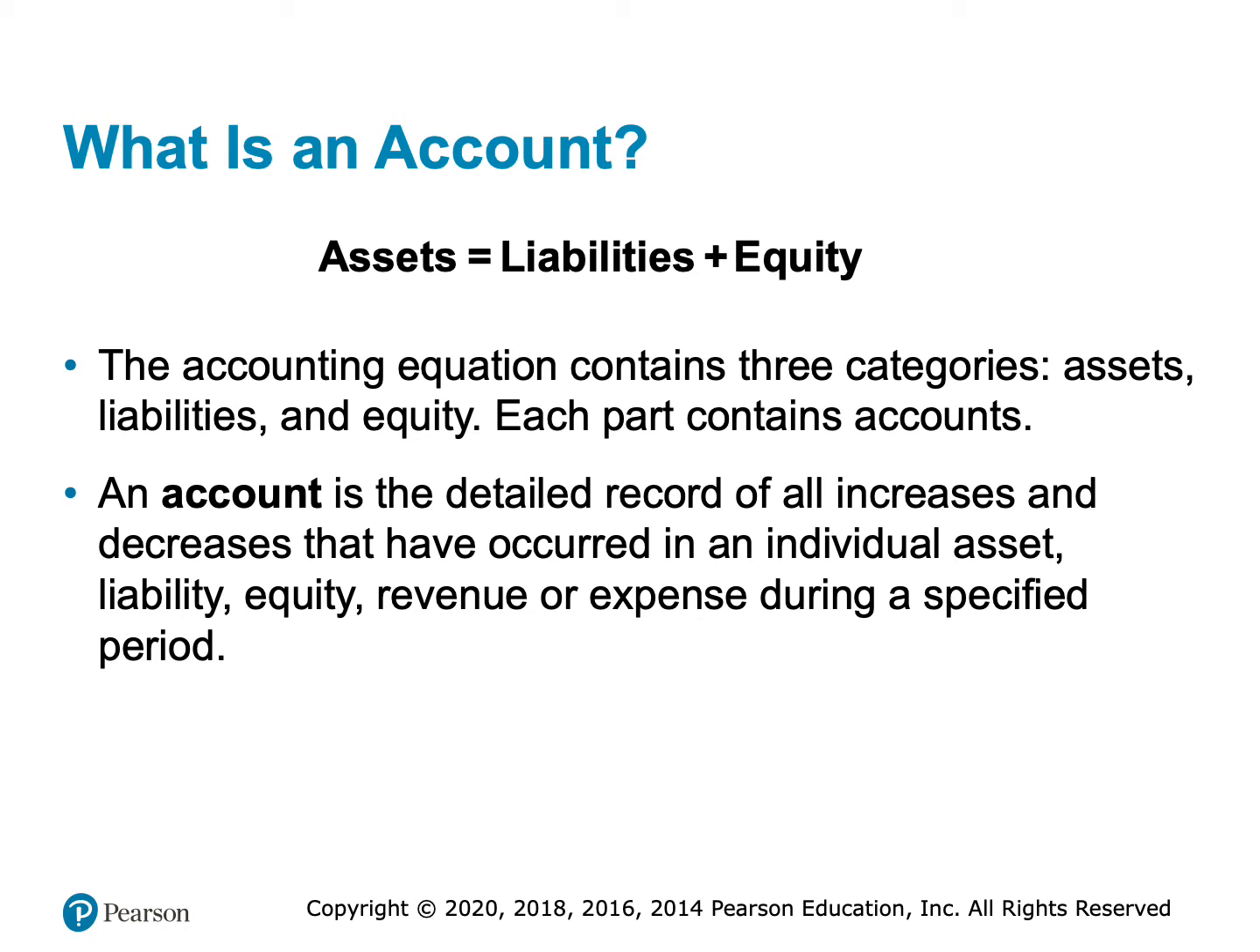Now, these are our three account categories or account types. Assets is not a specific account, it is a category of accounts. Liabilities is not a specific account, it is a category of accounts. And equity is a category of accounts. So within each of these categories, we have specific accounts, where an account is a detailed record of all the increases and decreases for that specific asset or that specific liability or that specific equity.